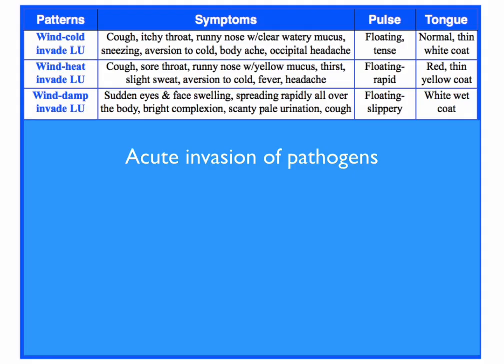So let's do the differentiation of the lung patterns. Those first three lung patterns in TCM diagnosis are acute issues: wind cold invasion, wind heat invasion, and wind damp invasion. So often this could be a cold or flu or some kind of feeling sick for a little bit.